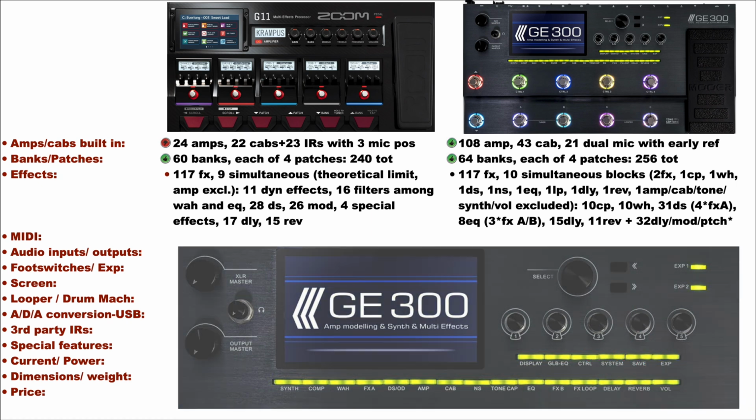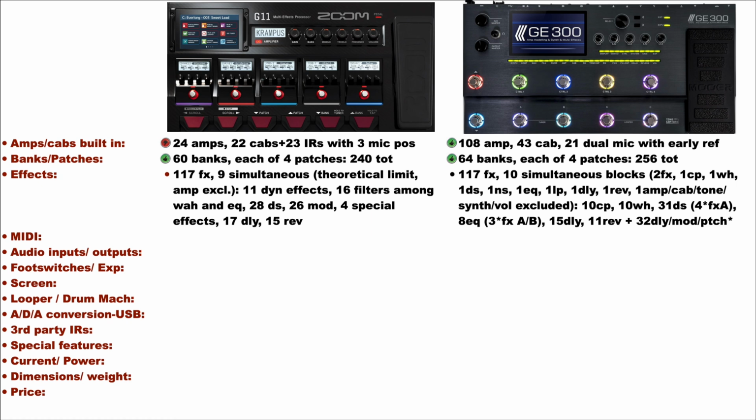The effects available are 10 compressors, 10 wahs, 31 distortions, 4 that can be inserted in the FXA block, 8 EQ, 3 of them can be inserted in the FX8 or FXP block, 15 delays, 11 reverbs, plus 32 among delay, modulation and pitch shift. So, as regards effects, the two units are pretty similar, even though with the G300 you can use just one more effect in the chain. I would say that they are on par.